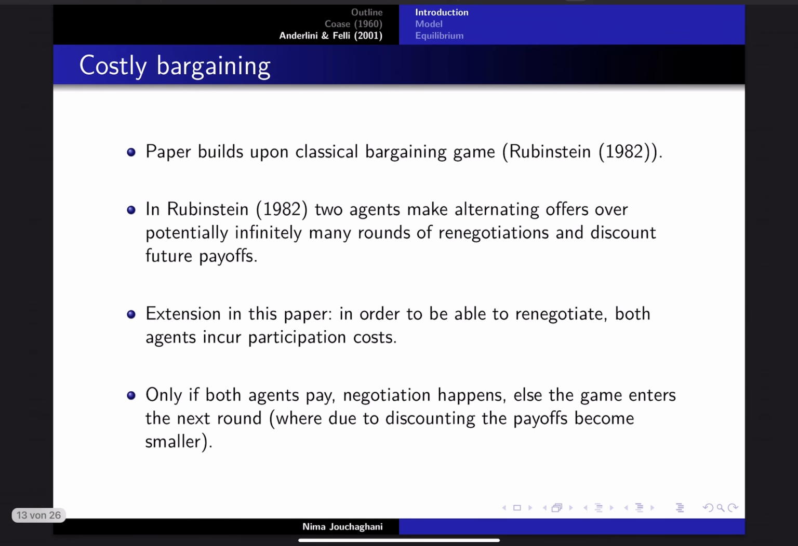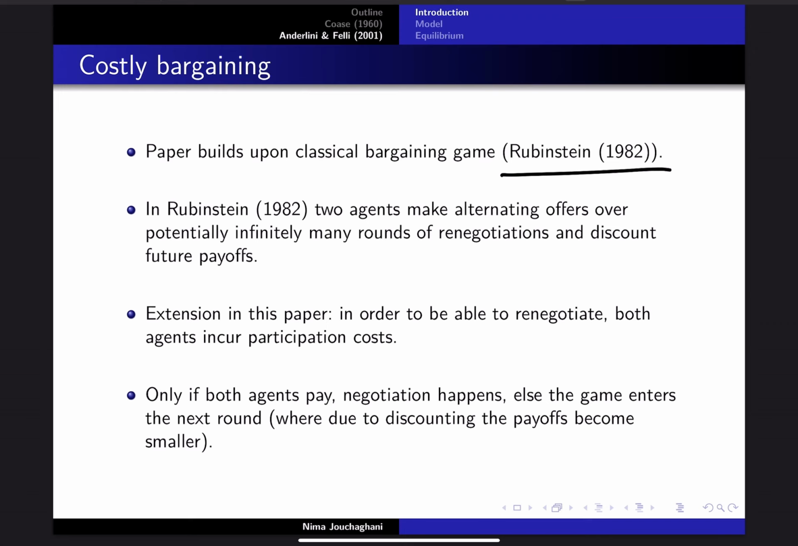So the main model extension in the paper is costly bargaining. And the paper is building upon a classical bargaining game due to Rubinstein 1982. That's quite a famous paper. I think it was one of the first papers dealing with the topic of sequential bargaining.